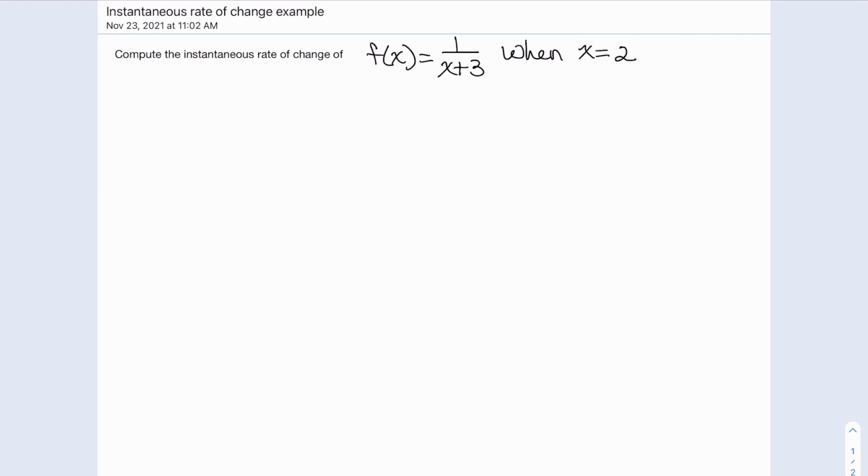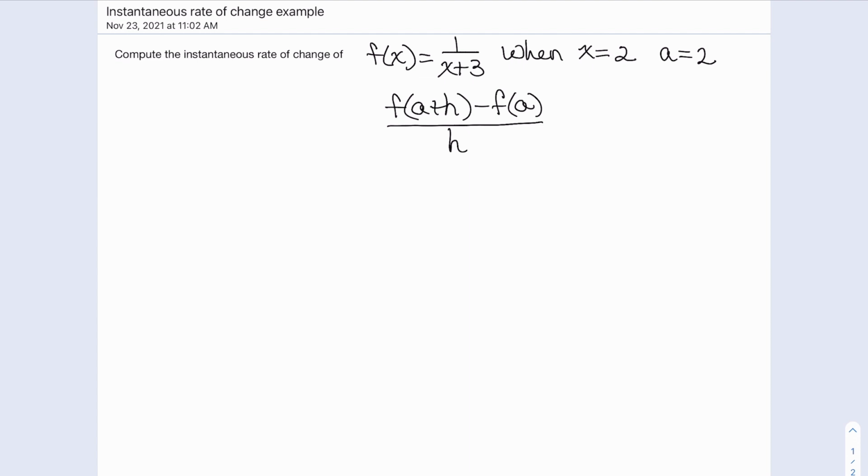Now here we're going to recall that to find the instantaneous rate of change of a function, we find the difference quotient, f of a plus h minus f of a, all over h. And then once we have that simplified, we are going to plug in 0 for h, and then that will give us our instantaneous rate of change of that function. Now the a that they're talking about in this formula is your specific x value. So in our example, our a is equal to 2.